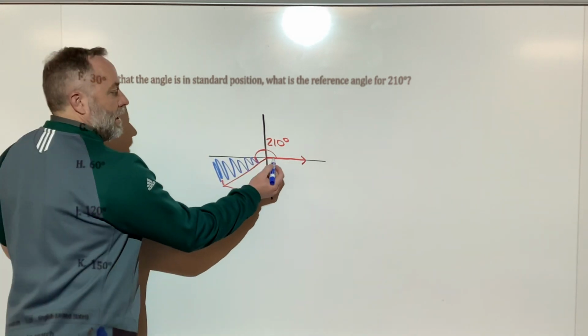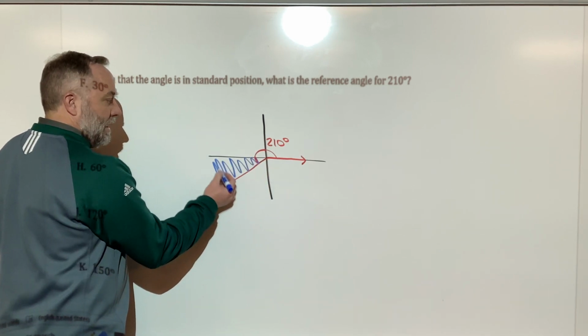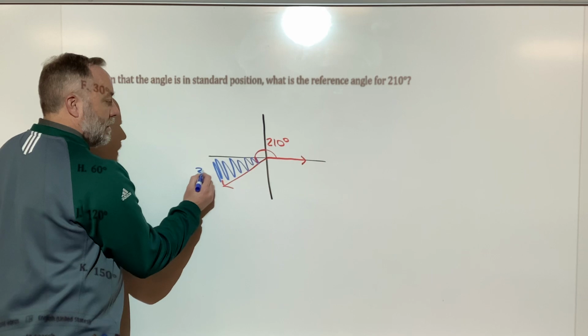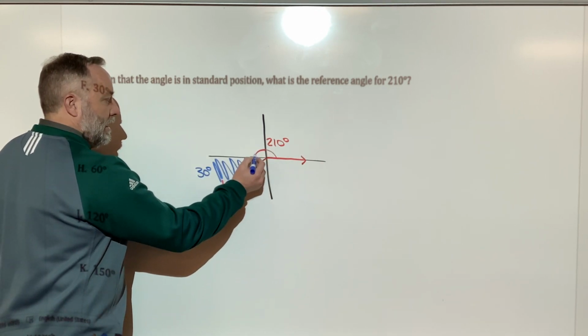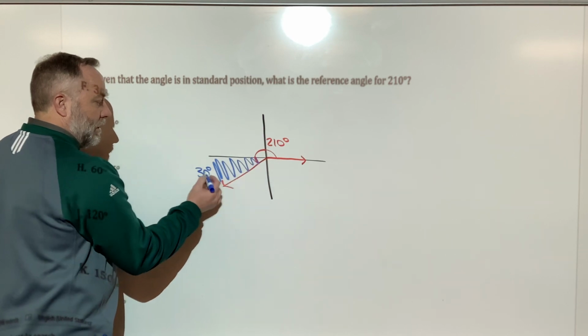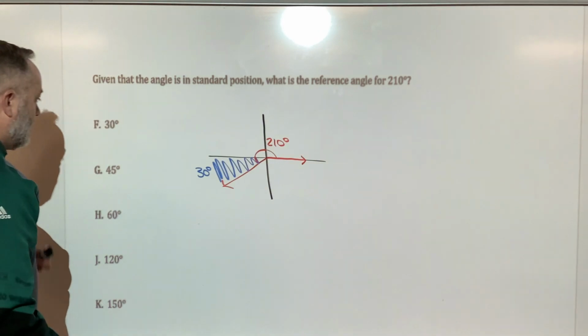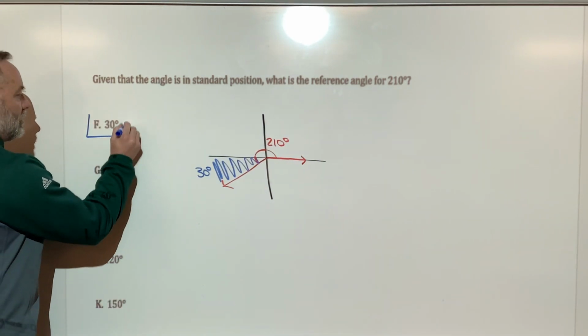And since we went 30 degrees past 180, this blue shaded angle is just 30 degrees, because again, it was 180 plus 30 to get to 210. So how far past that horizontal did we go? That's 30 degrees. That's the reference angle. And so therefore we can find that answer in choice F.